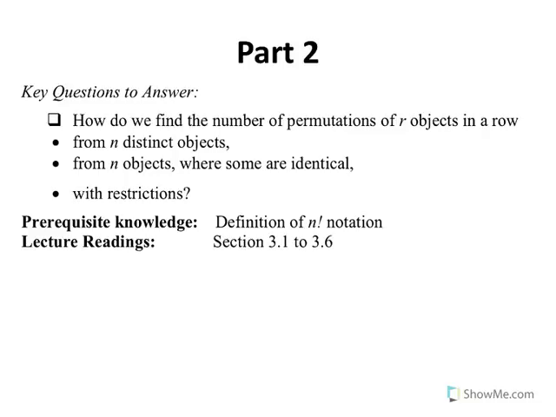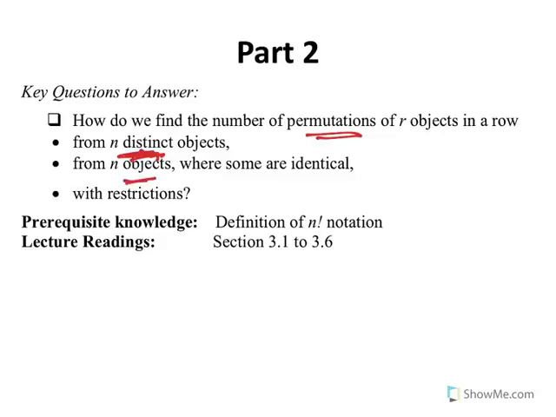Okay, part 2. We are done with the addition and multiplication principle. Let's look at part 2. How do we find the number of permutations of r objects in a row from n distinct objects? The key word is n distinct objects. Distinct means they are different. If you and I are distinct, we are different. Why is the keyword distinct important? Because later there will be identical objects, and you need to study the case where it's identical.